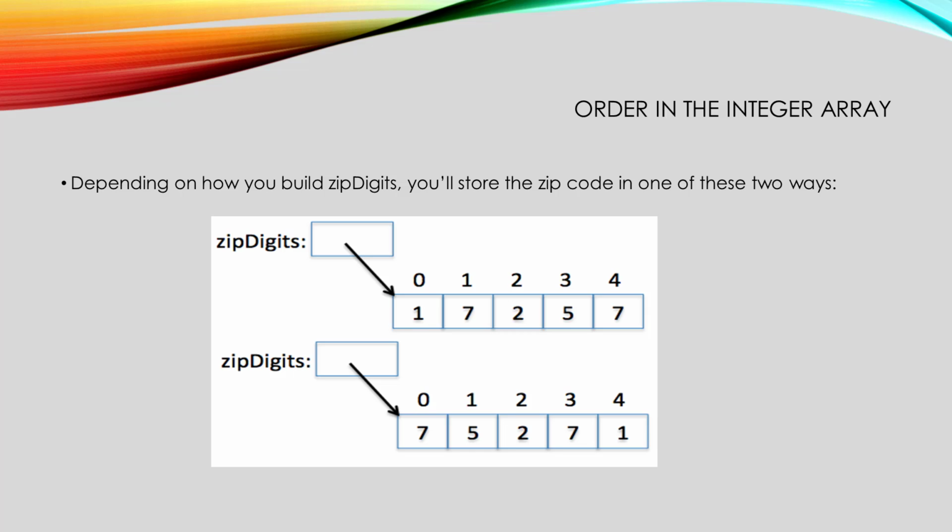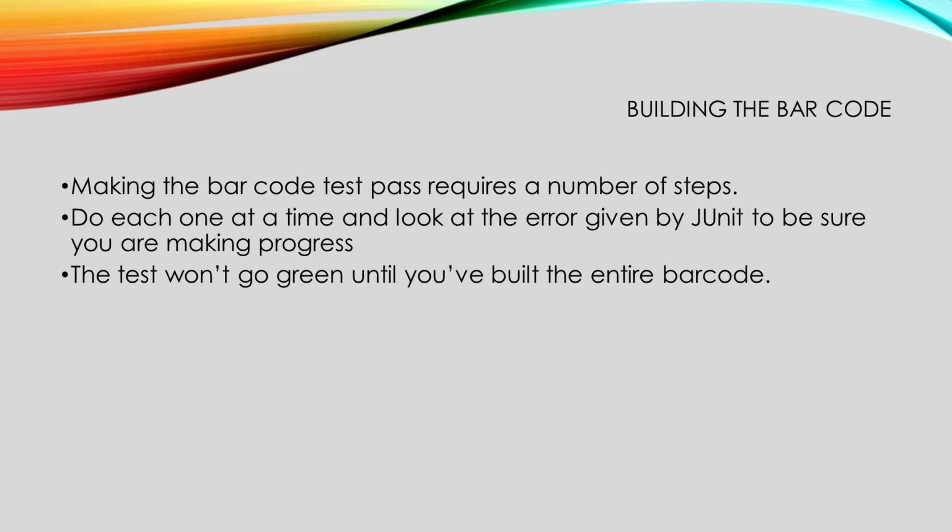There are two ways you could store a zip code into an array, depending on which order you put the digits into the array. It really doesn't matter which one you choose. Just do whatever is comfortable. After you've finished with the refactoring of the instance variable, you'll finally be ready to build the barcode. That's going to require a number of steps. Do those steps one at a time. It won't make the test pass, but you can look at the error message that JUnit is giving you and see that an increasing amount of the barcode matches the expected value.